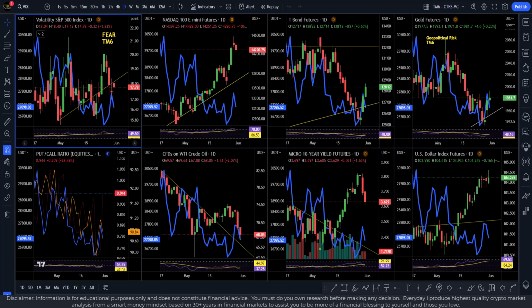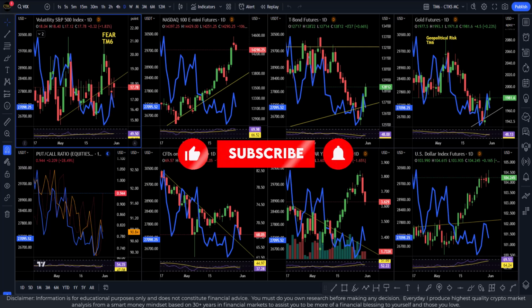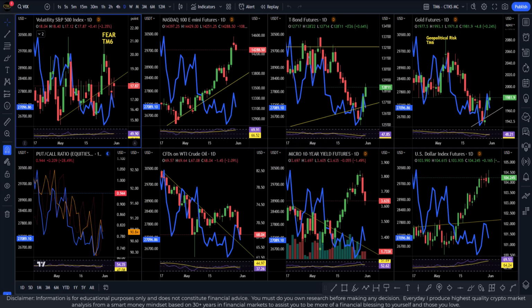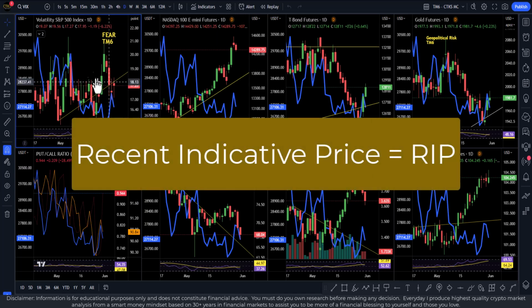As an investor or a trader, your success is dependent on how well you read support and resistance. When people are new to trading and investing, they think there's only one support and one resistance. This is not true. The majority of people will use recent indicative price, which rips their money.